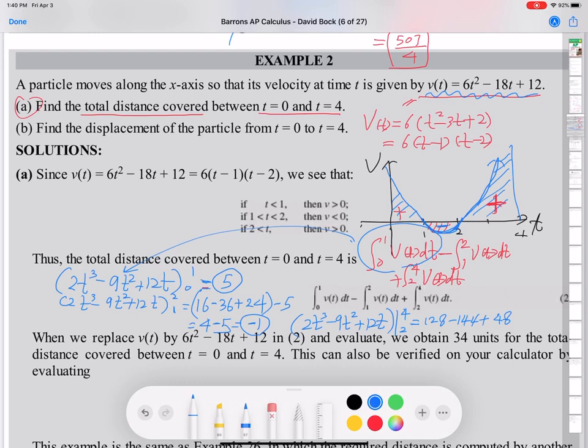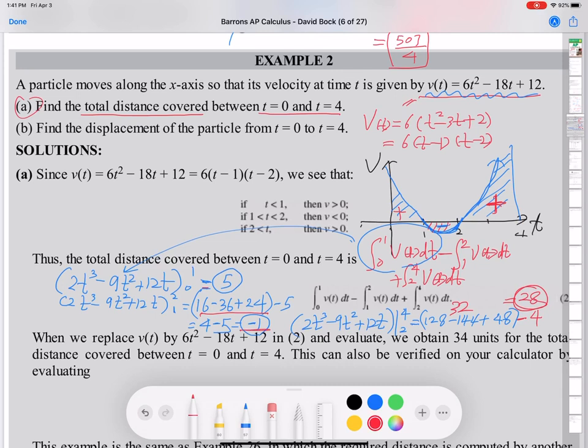So 128 plus 48 minus 144 is 32. This part is 32. And minus plugging in 2. When we plug in 2, we plugged into here, right? There was 4, right? 40 minus 36, that was 4. So 32 minus 4 is what? 28.